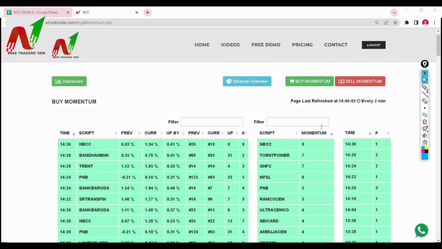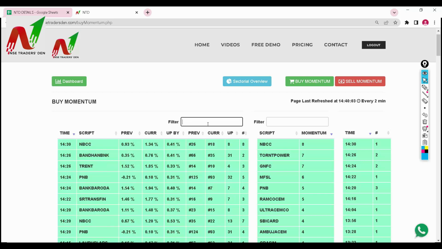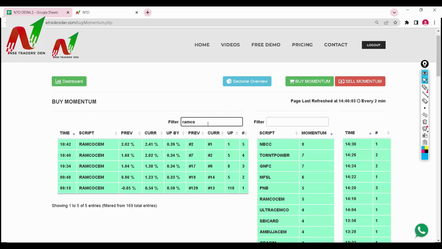Like again, if you see on Ultratech, or on Ramco Cement, you can see that the price has turned positive. On Ramco Cement, until 9:18 the price was negative before the block order. After the block order, the price turned positive 0.5%. The position before the block order was 129. After the block order, the position went to 13.